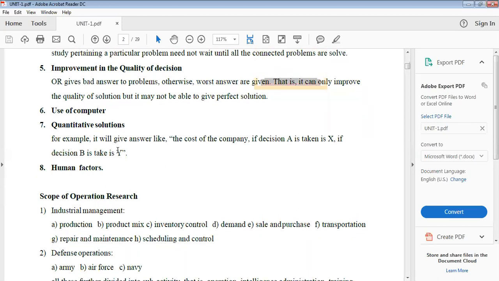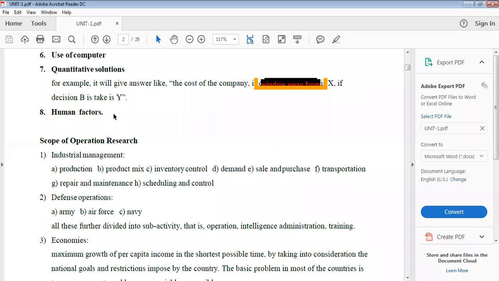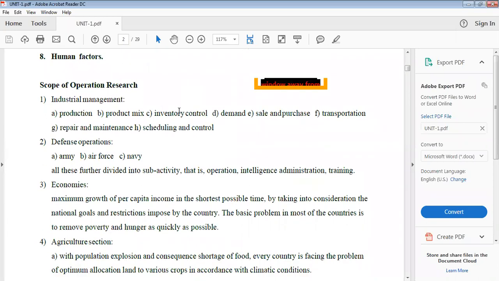Use of computers, quantitative solutions: nothing but the number of components produced, number of products produced, number of delivery stations. All these come under quantitative solutions. The human factors means personal factors of the workers that are working at various levels. Outside human factors means people staying in the surrounding area, the water that is available, current available, road safety, and roads that are available. All these come under the other human factors that affect the particular scope of the operational research.